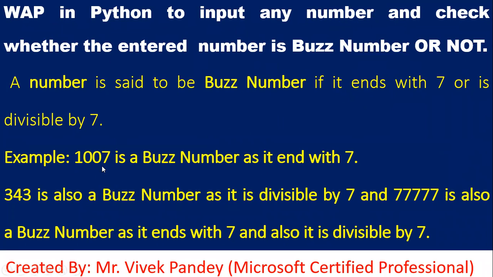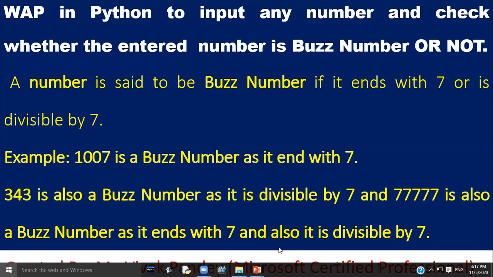For example, 1007 is a budge number because it ends with 7. 343 is also a budge number because 343 is completely divisible by 7. And 77777 is also a budge number as it ends with 7 and also it is divisible by 7. So dear student, budge numbers are those numbers which end with 7 or are divisible by 7. Now I am going to make a program of budge number in Python.